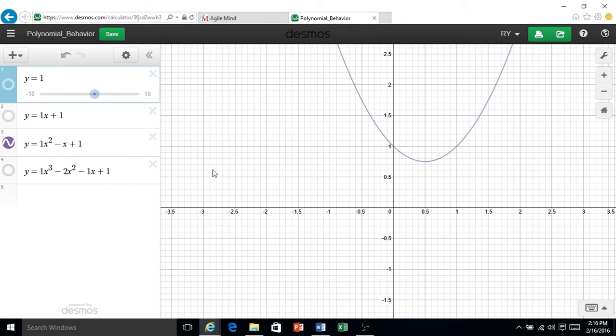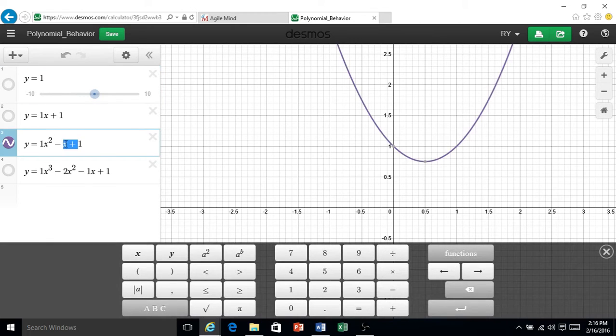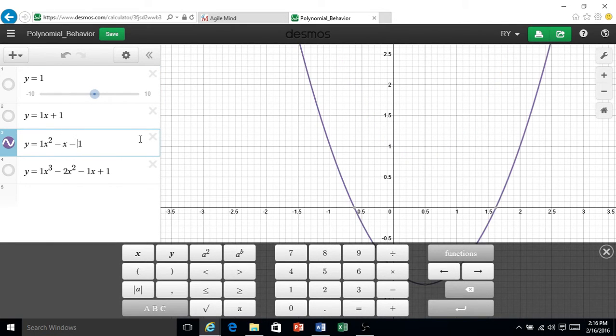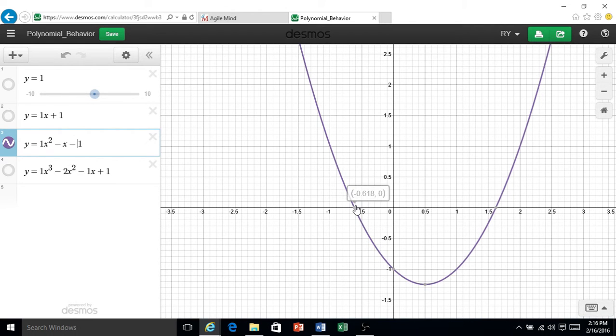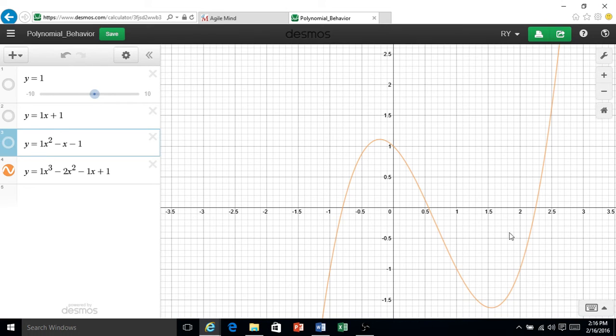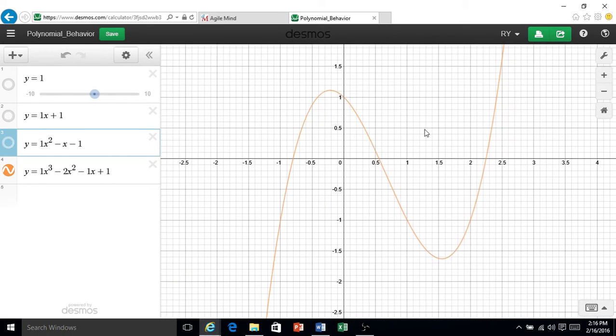Here we have a second order polynomial, and we see that it has 2 roots, one here and one here. Here is a third order polynomial. We see that it has a root here, here, and here.